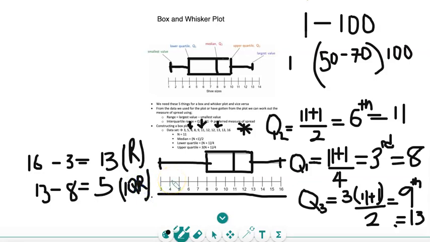And as you can see, 13 and 5 are very different numbers in terms of a measure of our spread, but our interquartile range does show us the range between a majority of our numbers. As you can see in our data set, majority of our numbers lie between 8 to 13, and then we have the outliers being 3, 5, and 16.